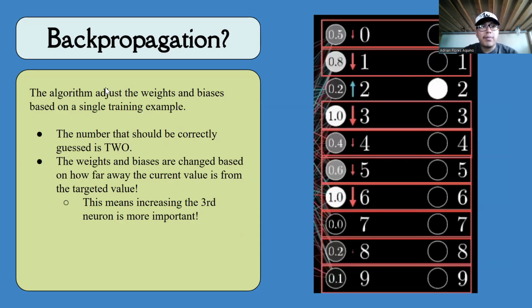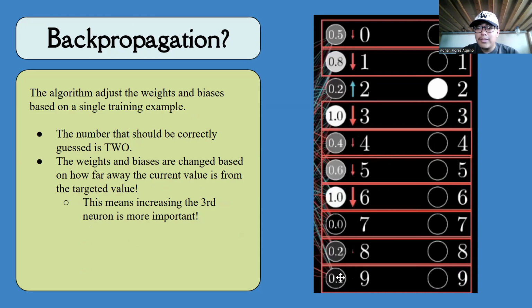And backpropagation adjusts the weights and biases based on a single training example. Let's say the correct number we want to guess is the number two, like I was saying before. But in the neural network we have, it's highlighting multiple different neurons that aren't correct. This just means the neural network isn't very confident in guessing the right one. So this is where we have to change the weights and biases based on how far it is from the targeted value, which is the third one in this example.